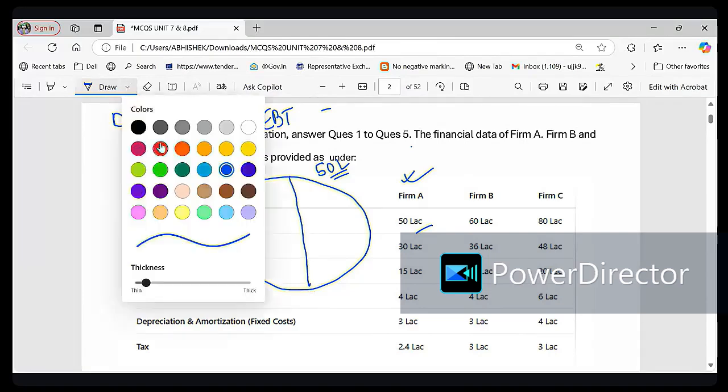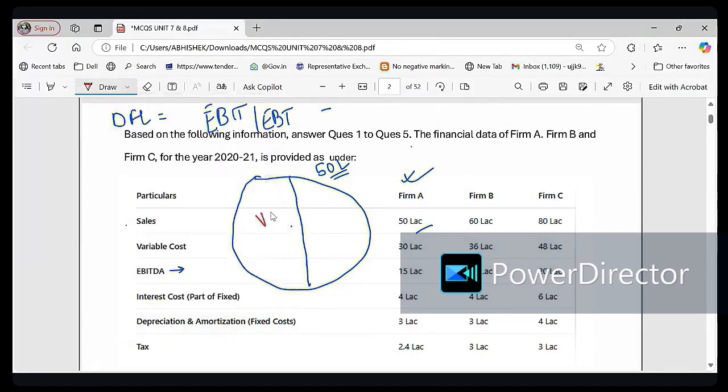I'm writing in red color. So this portion is our variable cost. Variable cost is how much? It is 30 lakh. Now can you tell me what is the contribution?